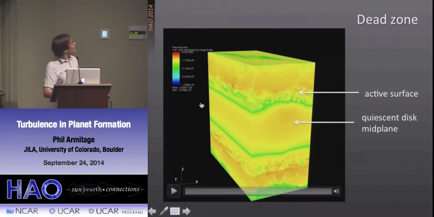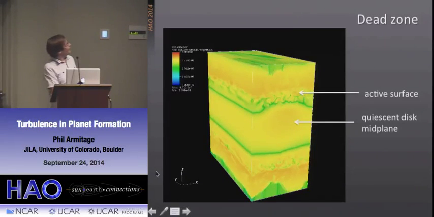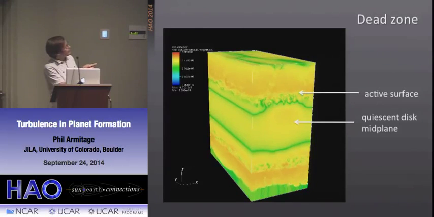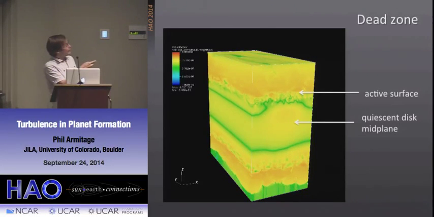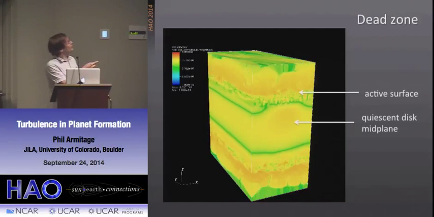So here's a movie showing that. This is with some particular profile of resistivity. It's not so exciting as the previous one because there's much less going on. This is actually magnetic fields you're looking at here. The sort of structure you expect is that near the midplane, everything is really very quiescent. There's really very little going on there. There's maybe some magnetic fields, but they're not turbulent.